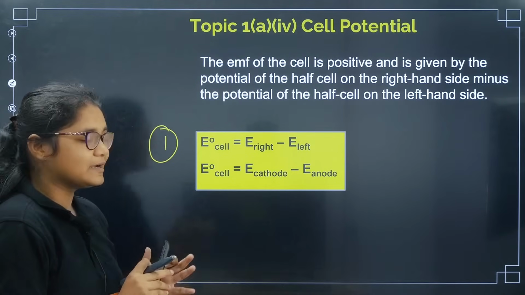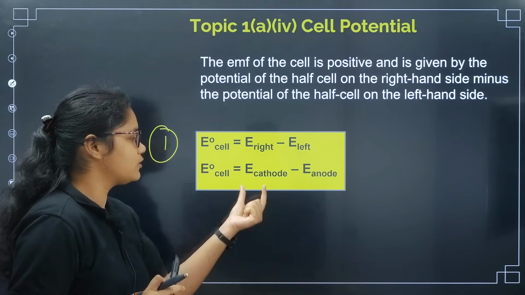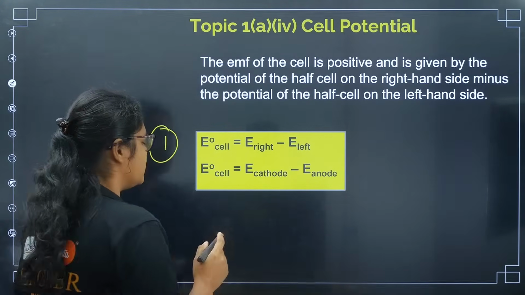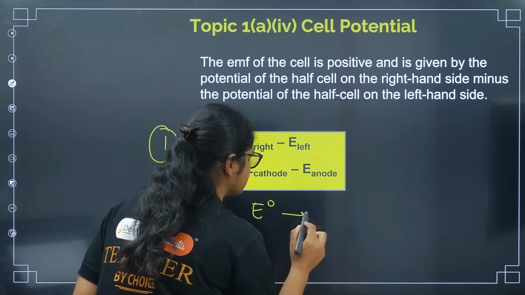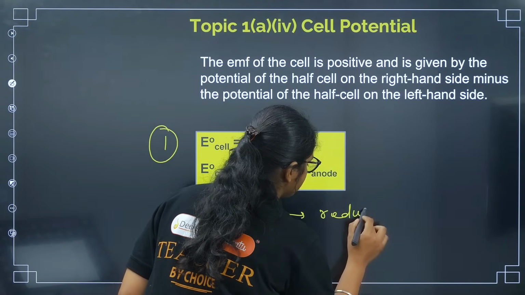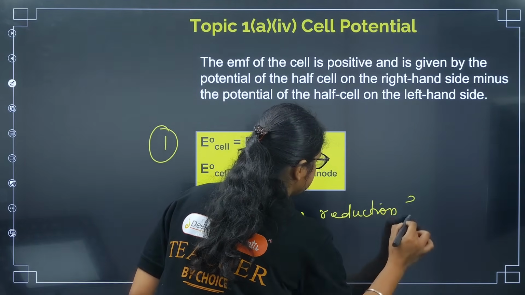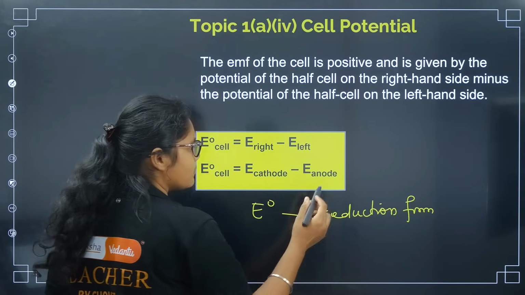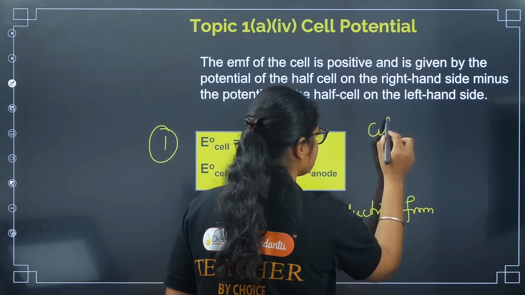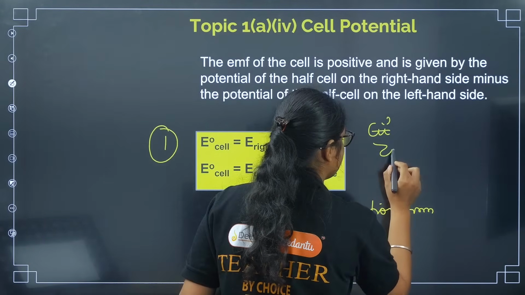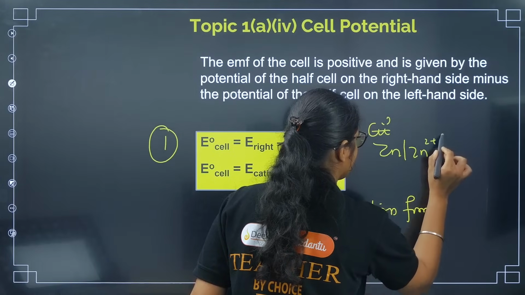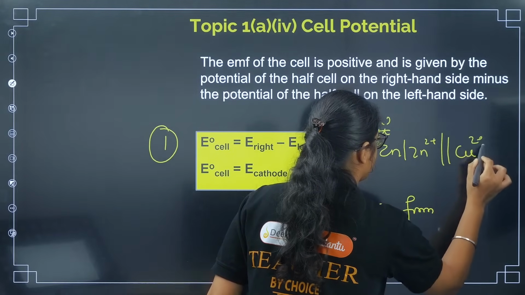Now E of the cell at standard conditions is nothing but E naught of cathode minus E naught of anode. Here you have to remember that the E naught value should be in the reduction form. For example, if copper and zinc are there, we have Zn2+ and then Cu2+ to Cu.